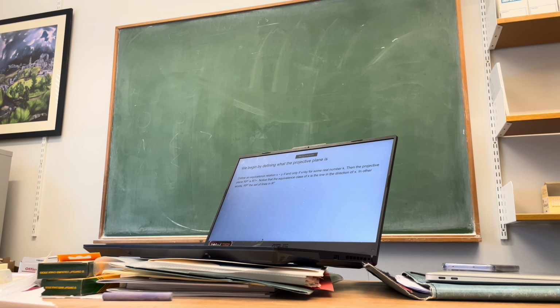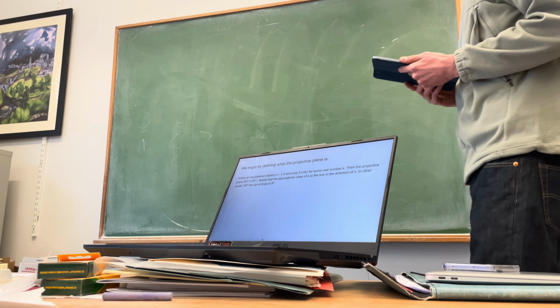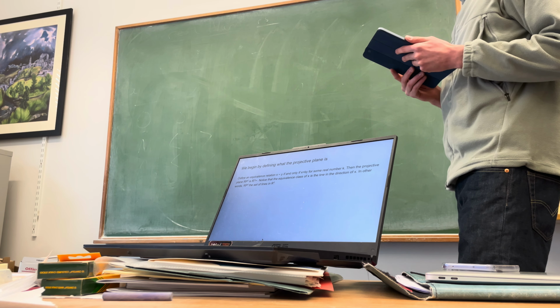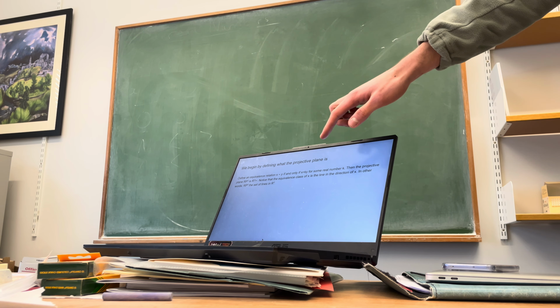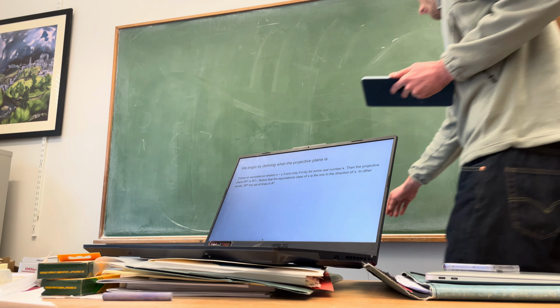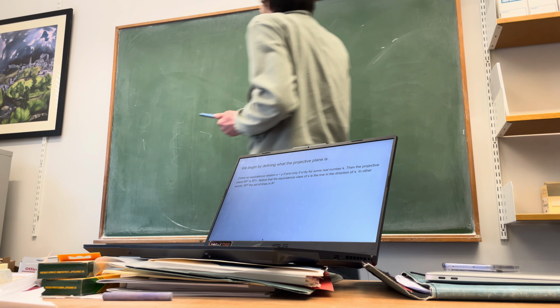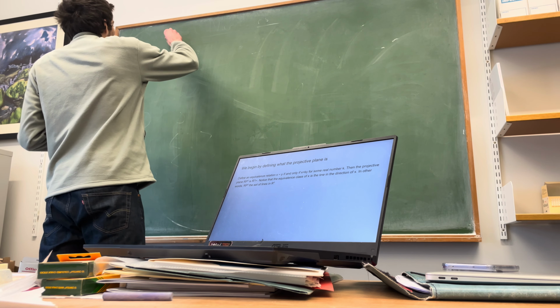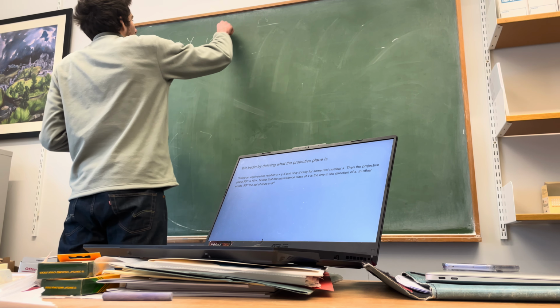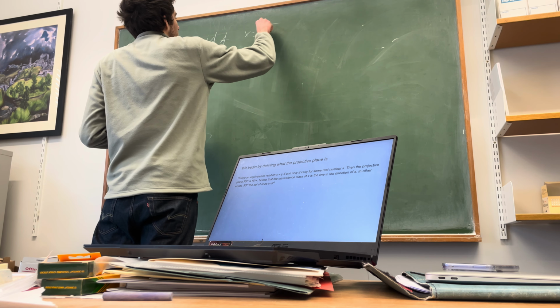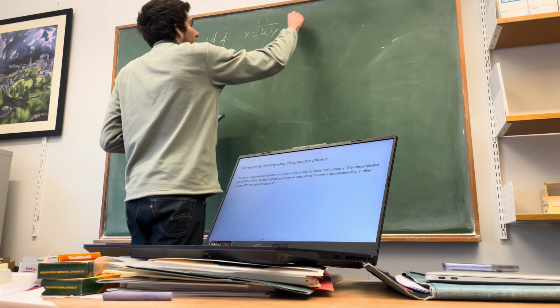Now the projective plane is sort of like a real plane equipped with some extra structure, namely the points at infinity. But I'm going to start by defining it rigorously. We define an equivalence relation: x is equivalent to y if and only if x is equal to ky, where k is in R.